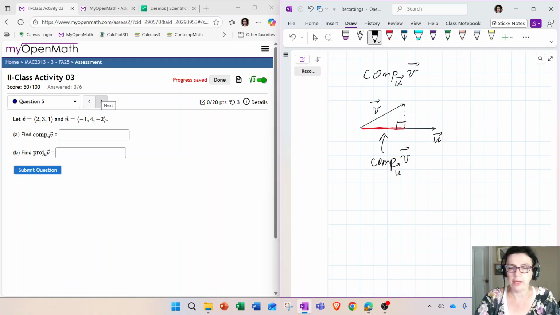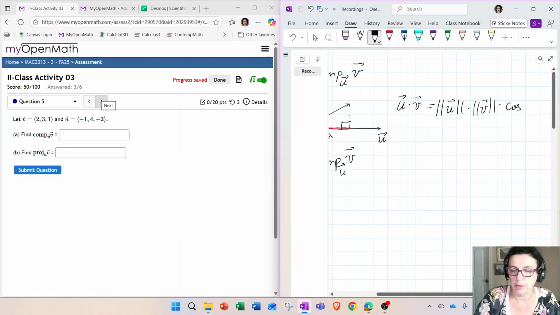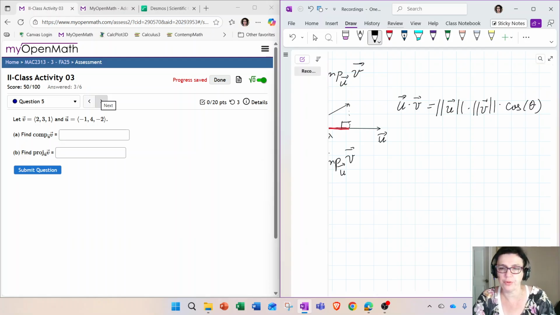Now, how do we find it? Well, there is a formula for the dot product. If you remember, the dot product is equal to the magnitude of the first vector times the magnitude of the second times cosine of the angle between them. I actually showed you the same formula in a different format, where cosine theta was the dot product divided by each magnitude, but you can also rewrite it this way, okay?